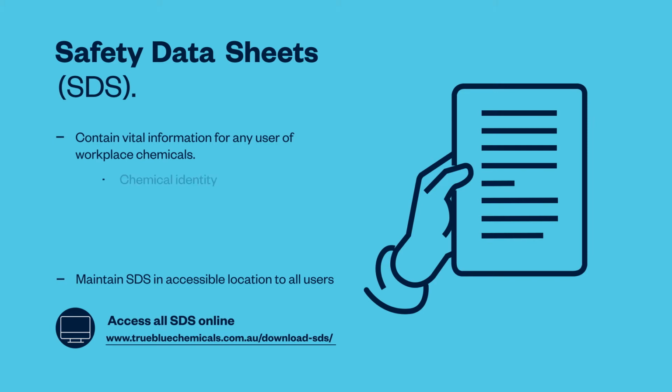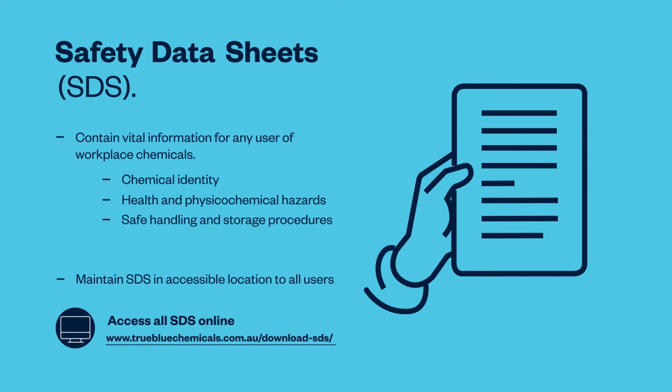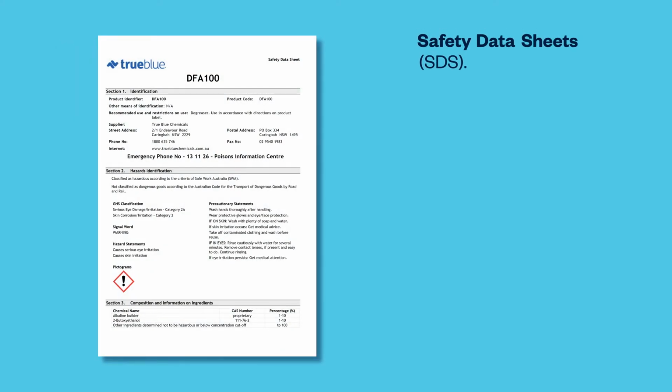You will find details such as hazardous chemical identity, health and physical hazards, safe handling and storage procedures, emergency procedures, and disposal considerations. The SDS should be the first point of reference when assessing workplace risks.